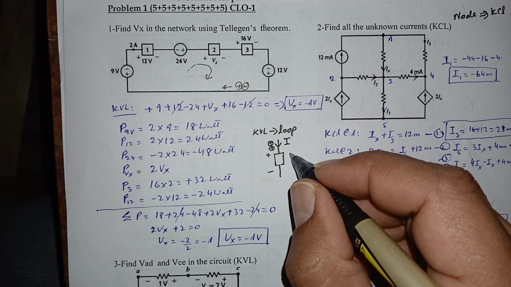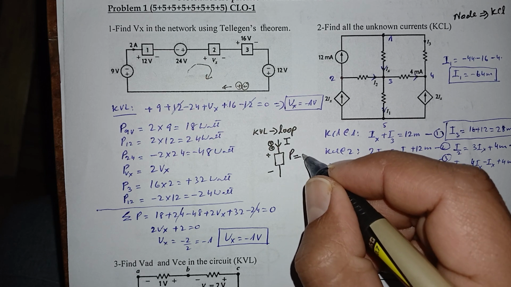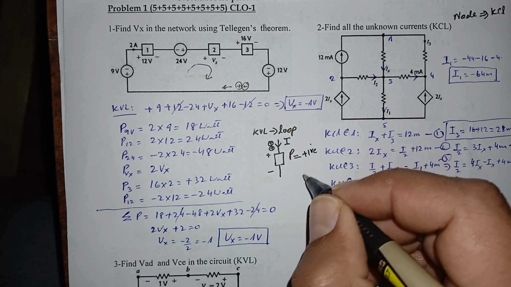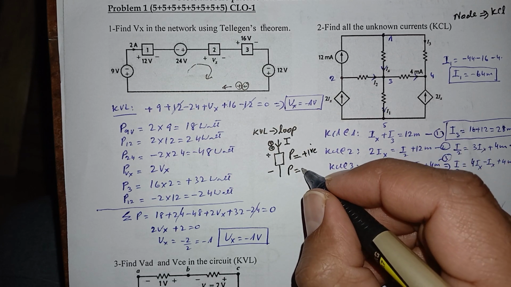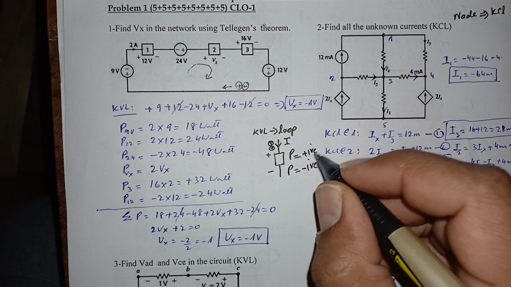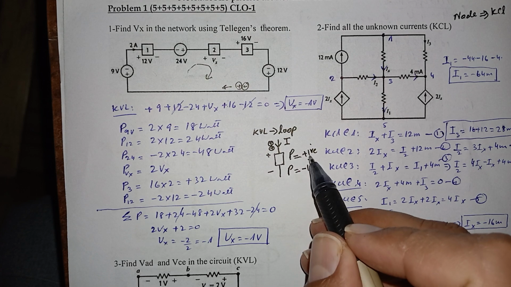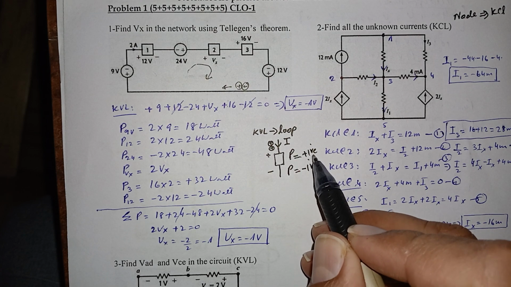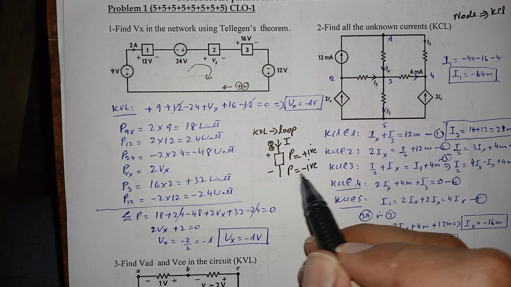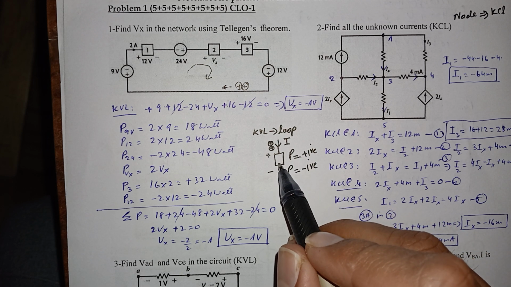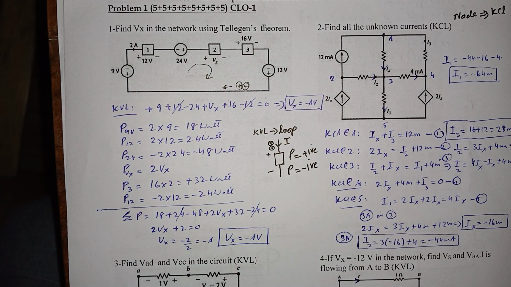So for dissipation of power, P is positive, and for the other case, which is delivering power, this power should be negative. So if power is positive, I know certainly that that element is consuming power, and if the power is negative, I know that that element is delivering or giving power.